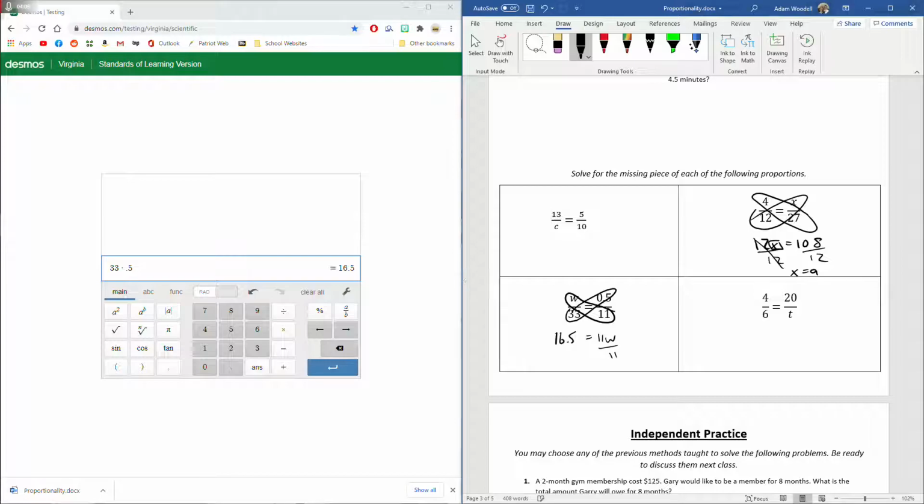Next, I'm going to divide by that number in front. I'm going to divide by that coefficient. And I end up with w is equal to whatever 16.5 divided by 11 is. 16.5 divided by 11 gets us that 1.5 from before. So finding that vertical and horizontal relationship is good, but this cross products method will always work as well.